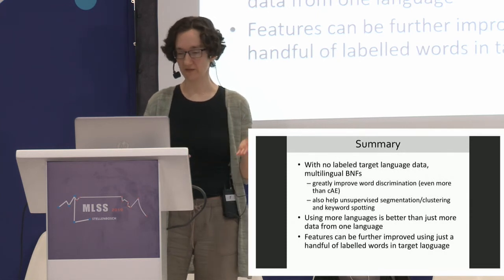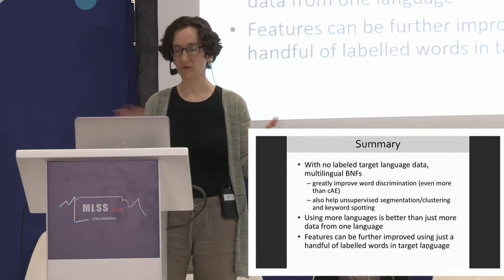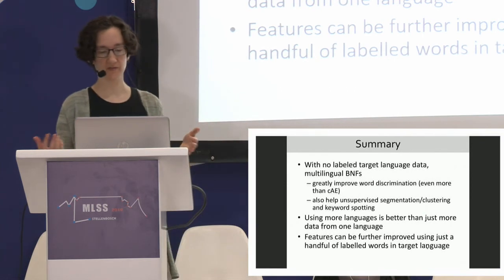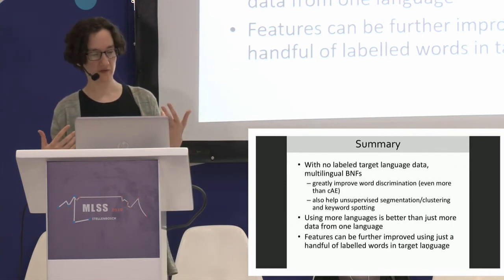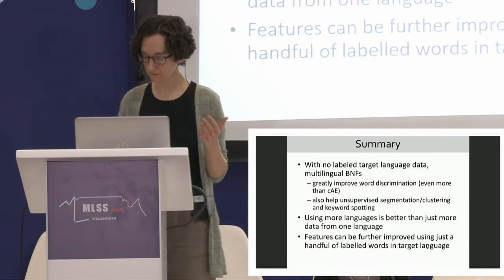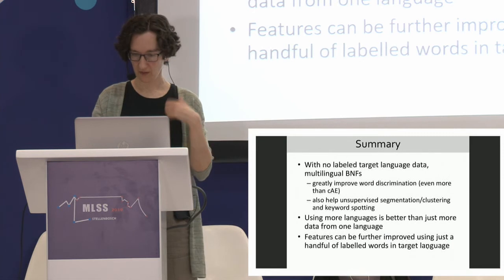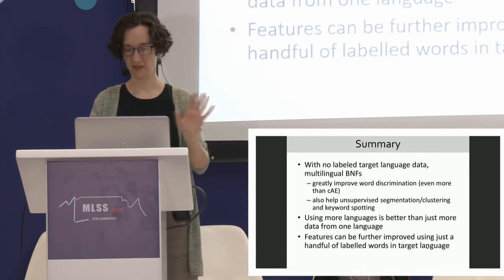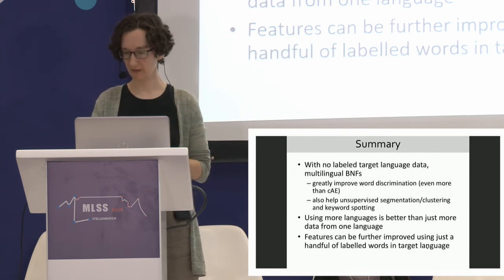And actually both our results, but also these keyword spotting results seem to show that you can improve the bottleneck features even more by just using a handful of labeled words in the target language. Okay, so that's the summary of this first example of using multilingual data.